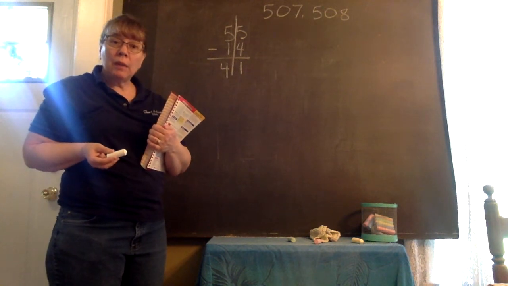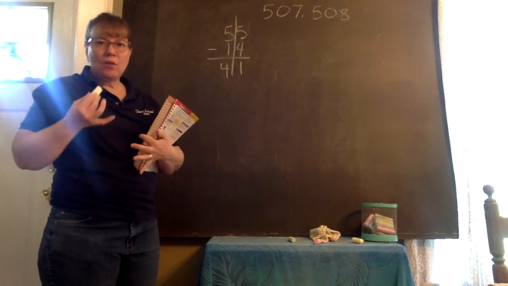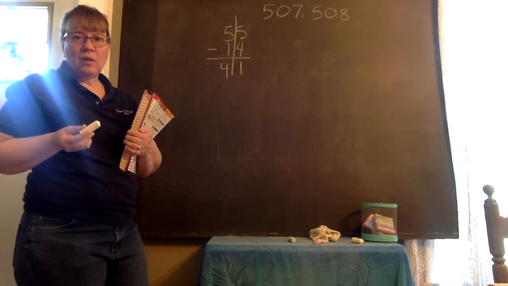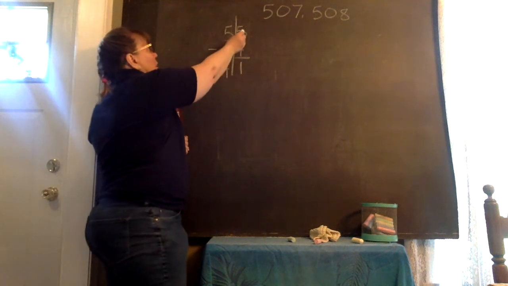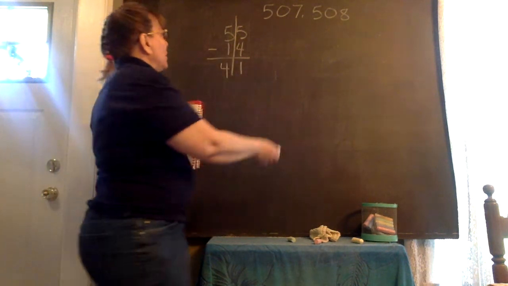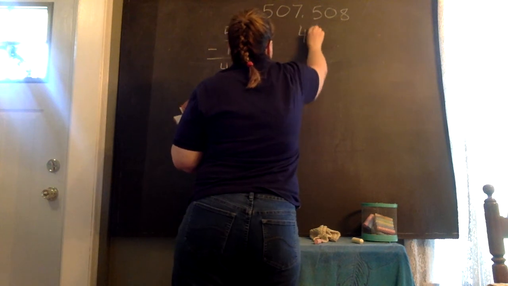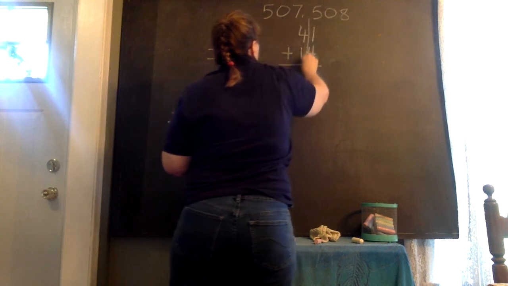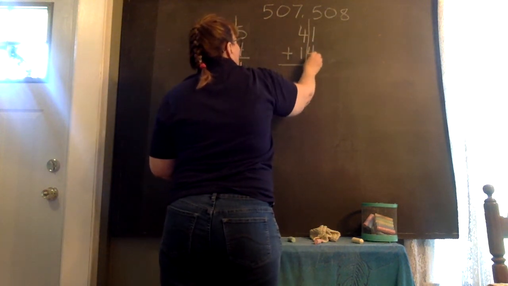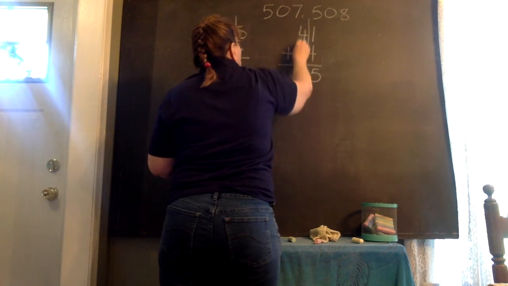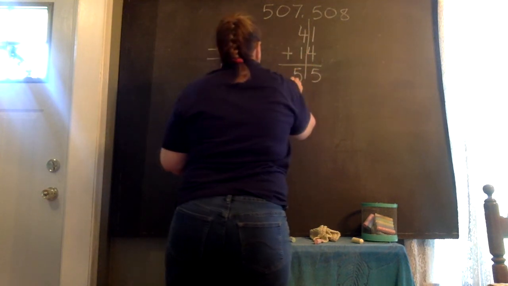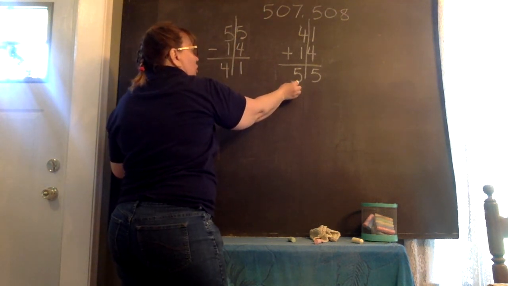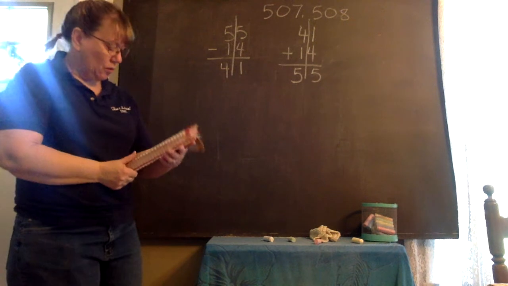Okay, remember fact families? We can use our fact families. They use the same numbers. So if I add my bottom 2 numbers together, I should get the number that I started with. So I'm going to add 41 plus 14. Remember, I'm starting with my 1s. 1 plus 4 is 5. 4 10s plus 1 10 is 5 10s. Does my top number, my whole that I started with, match? If it does, I know I did it correctly.